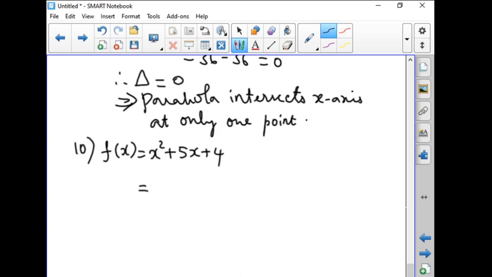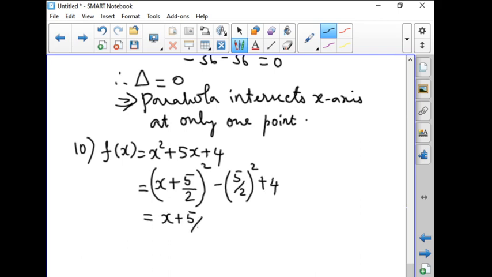Now here we have x square, so write x. There is a plus, so put plus. There is 5, so divide by 2. When you are dividing by 2, the coefficient of x should be divided by 2. So write 5 by 2 whole square. Then subtract this 5 by 2 whole square, plus 4. Okay. So your answer will be x plus 5 by 2 the whole square minus 25 by 4 plus 4.